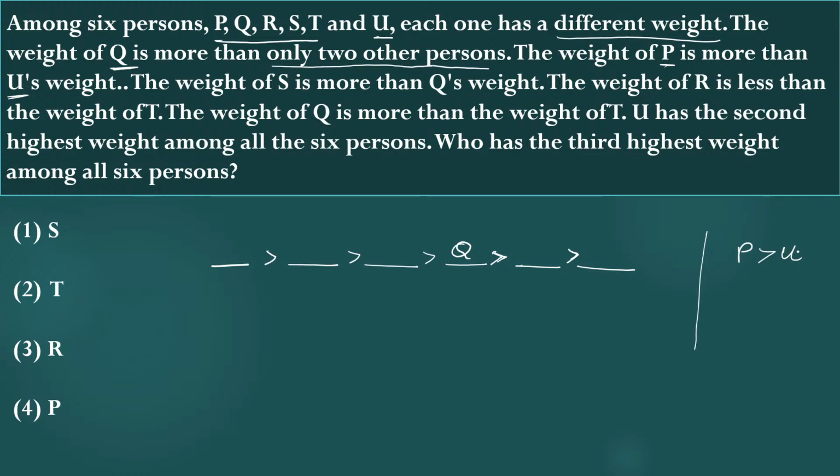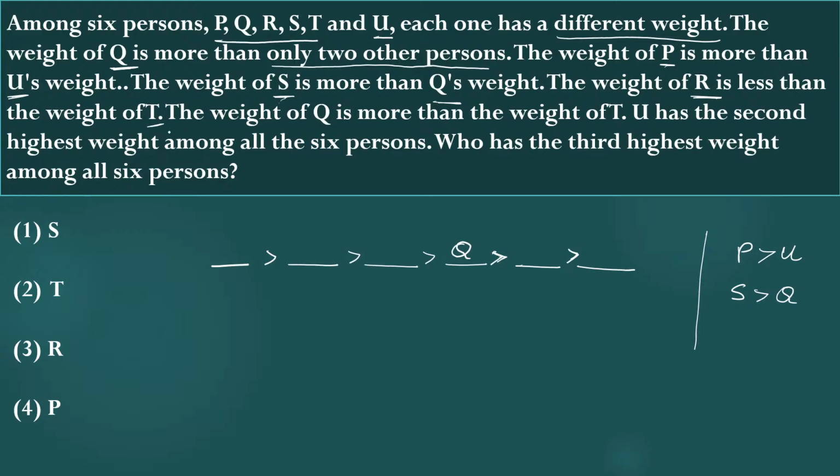The weight of S is more than Q's weight, so S will come here. Next, the weight of R is less than the weight of T.